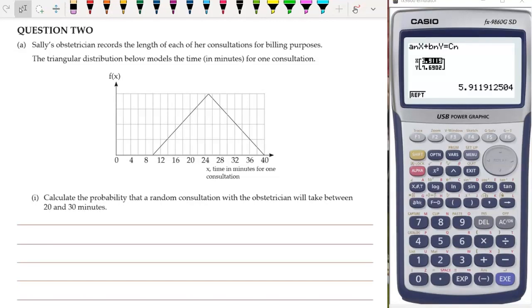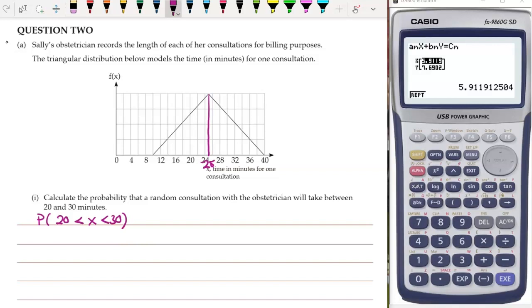Question 2 starts us off with a triangular distribution, and we're going to work out the probability that this random consultation will take between 20 and 30 minutes. Okay, so we have on our diagram here our mode height, and that's happening at 25. Now, I usually do these by similar triangles, just to mix it up a little bit for those that do like to use the formula on the formula sheet, I'm just going to do this one as that.